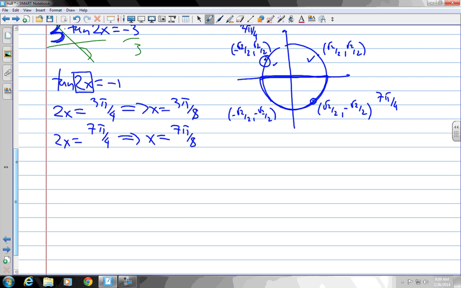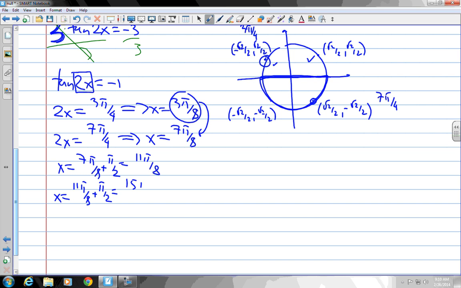Pi over 2. And if you notice, if I take 3 pi over 8 and add pi over 2, I'll get that. So then x equals 7 pi over 8 plus pi over 2. So that's 11 pi over 8. And then I take that and add another pi over 2. So I'll get 15 pi over 8.